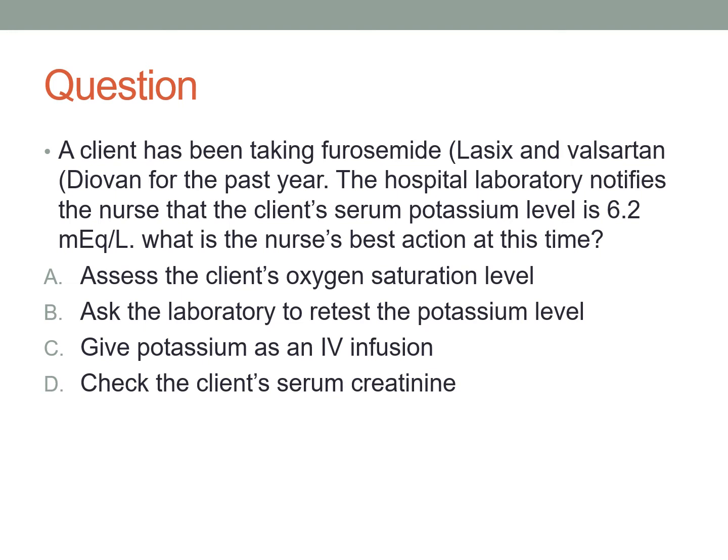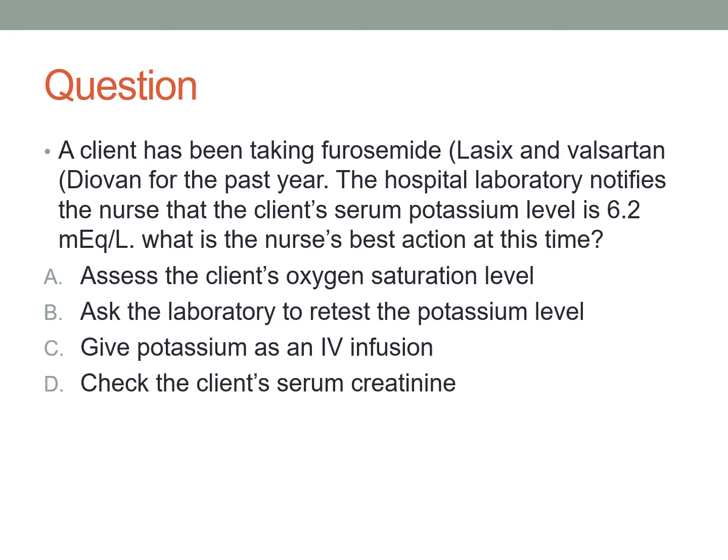So you need to understand what Lasix and Diovan do, right? You need to understand potassium level. That's abnormal. You need to know your labs, that potassium is abnormal. You need to know Diovan and Lasix. What is the best action given that information in that question? Are you going to assess the client's oxygen level? Are you going to ask the lab to repeat the potassium level because that's got to be a mistake? Are you going to give IV potassium? Or are you going to check the client's creatinine?